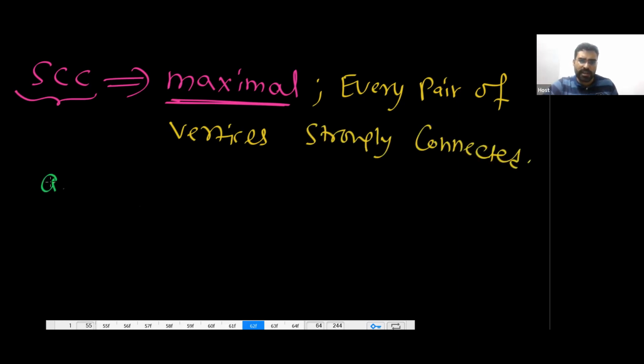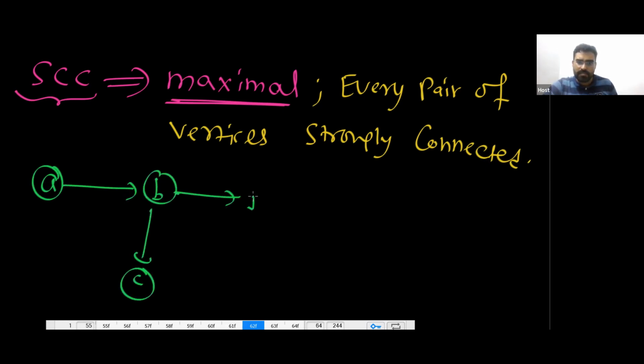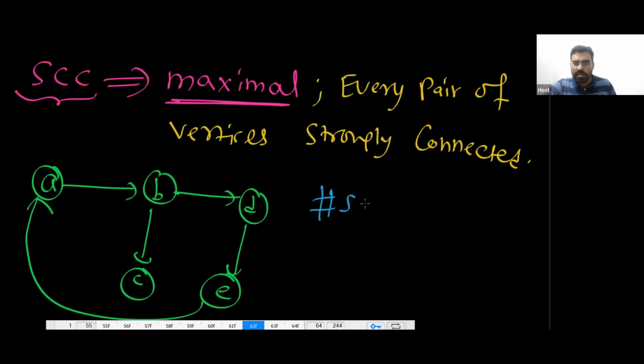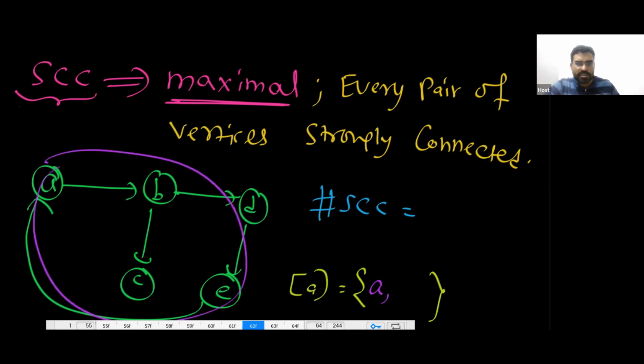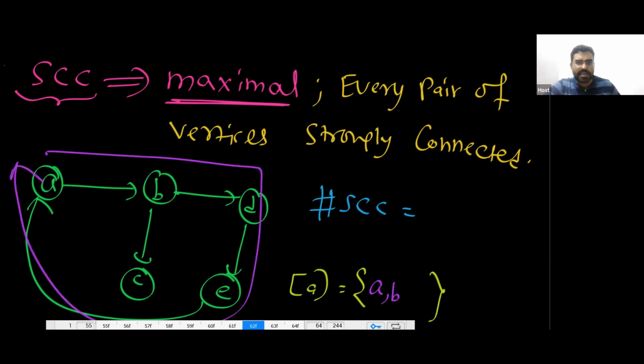So if I give you this graph, A, B, C, D, E, then tell me how many strongly connected components? Very simple. Find out. This A is strongly connected to whom? This is strongly connected to A. So you can notice this is strongly connected to B also. There is a cycle like this.